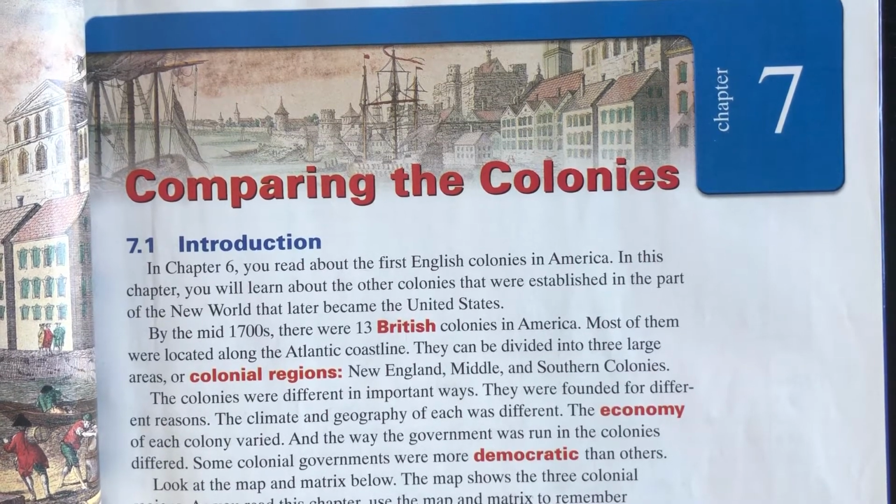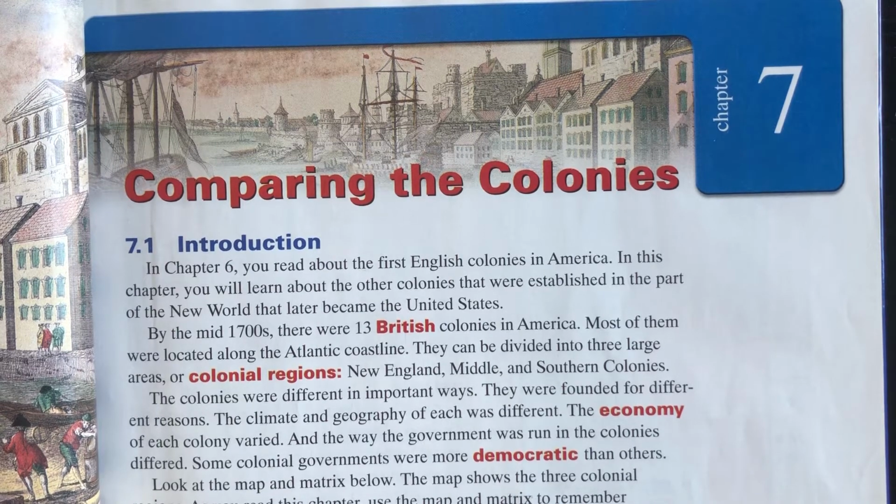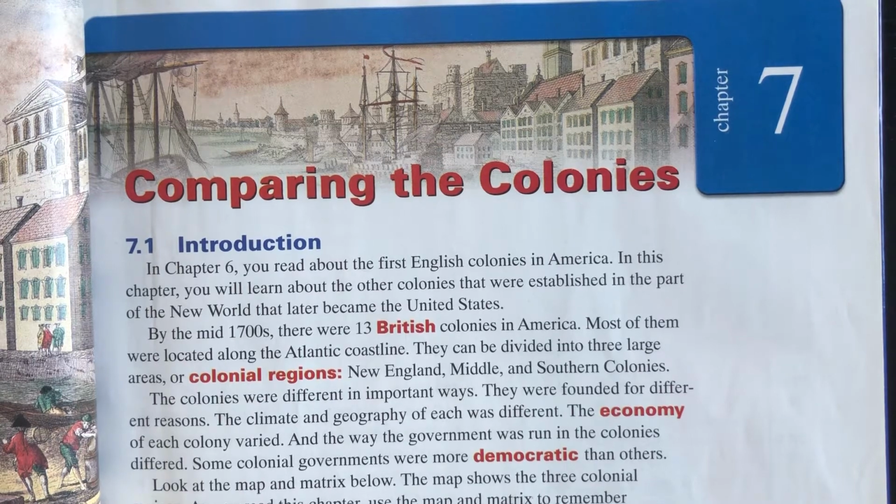It is time for social studies, and we are starting our chapter 7, comparing the colonies. Last chapter, you learned about the first 3. There are actually 13. So this chapter, we're going to go into more detail about it and what it was like when everything first started.